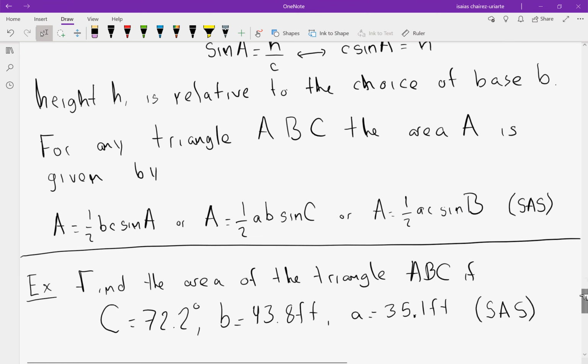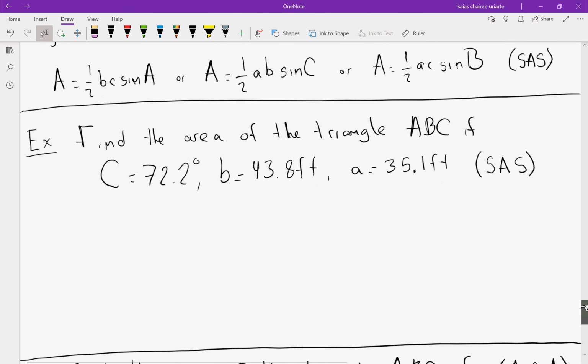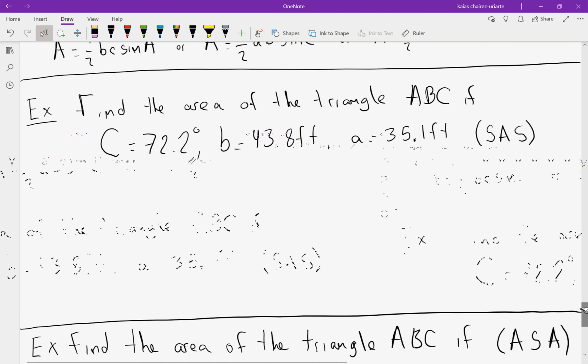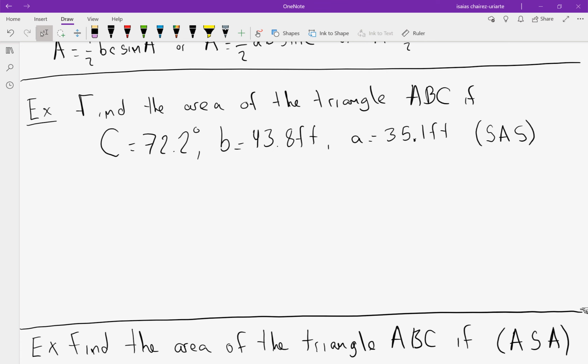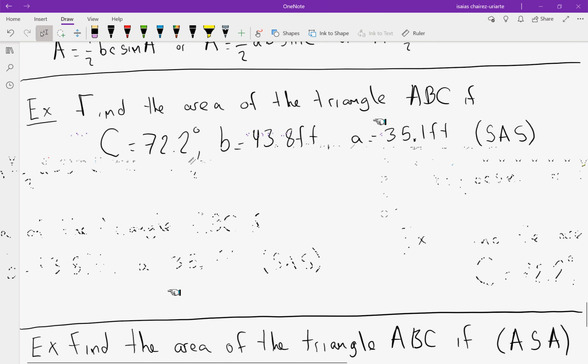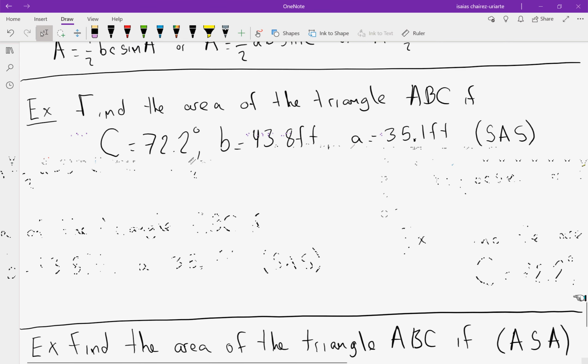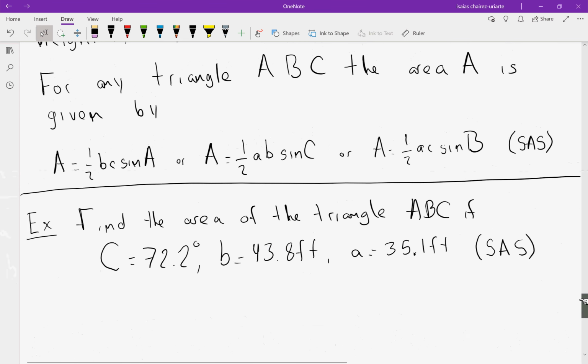Alright, let's practice with this idea of finding areas of triangles. Let's get into an exercise here. So I want to find the area of a triangle ABC if what I was given is the angle C, side length B, and side length A. And notice that right now what I have is two sides and the angle between them. So finding this area should be relatively straightforward.